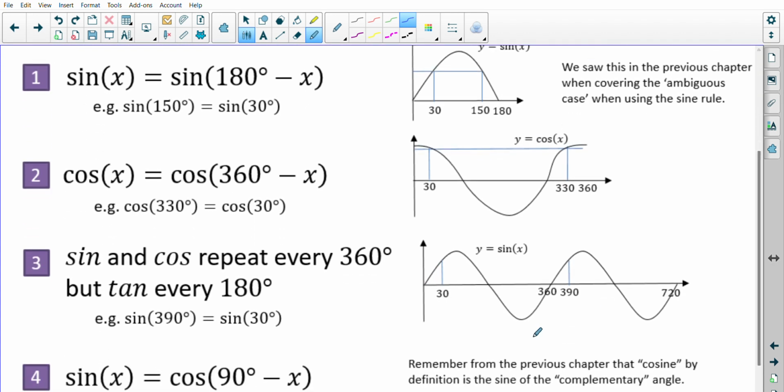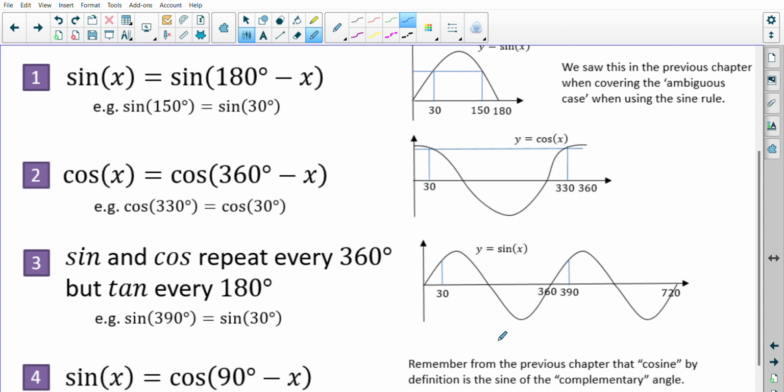If I go to looking at how often cos, sine and tan repeat, cos and sine repeat every 360, so you're going to get more solutions after 360 degrees. And tan repeats every 180, so again there'll be more solutions after 180 degrees.